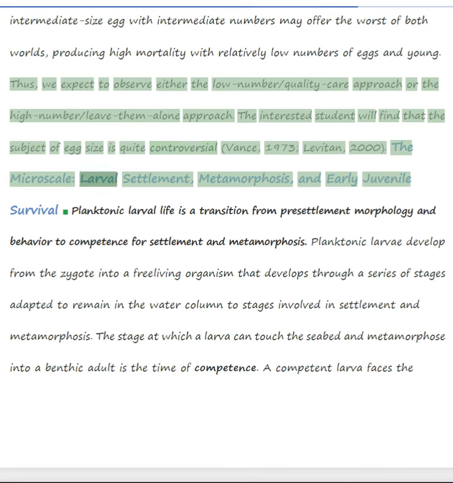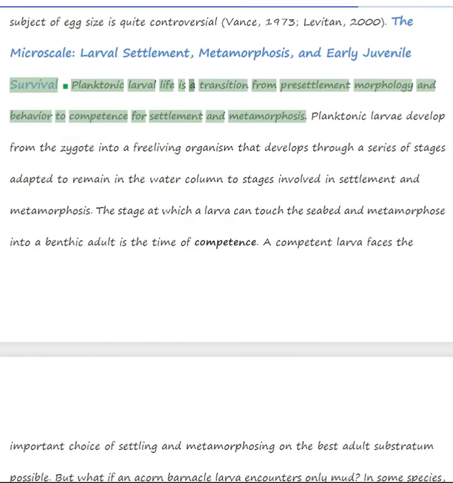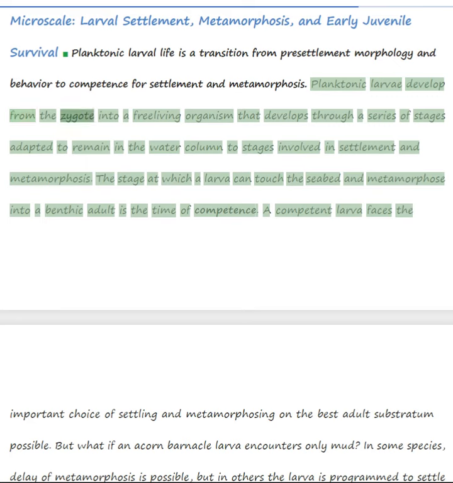The microscale: larval settlement, metamorphosis, and early juvenile survival. Planktonic larval life is a transition from pre-settlement morphology and behavior to competence for settlement and metamorphosis. Planktonic larvae develop from the zygote into a free-living organism that develops through a series of stages adapted to remain in the water column to stages involved in settlement and metamorphosis.